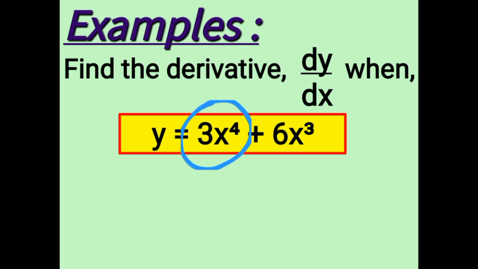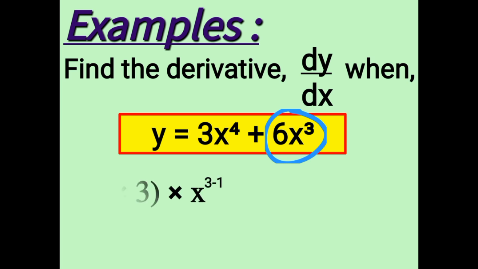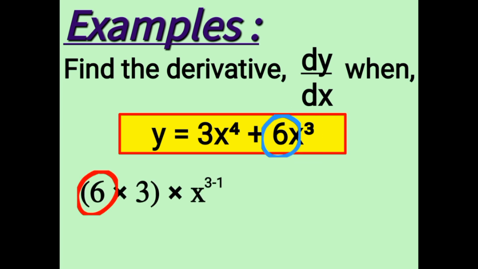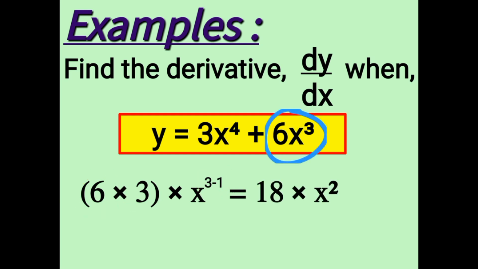So, starting with 3x to the power 4, to differentiate 3x to the power 4, we multiply the constant 3 by the power 4 and then subtract 1 from that power. Then, 3 times 4 times x to the power 4 minus 1 equals 12 times x to the power 3 equals 12x to the power 3. Now, differentiating 6x to the power 3 gives us 6 times 3 times x to the power 3 minus 1, as we multiplied the constant 6 by the power 3 and then subtracted 1 from that power. Then it's 18 times x to the power 2 equals 18x to the power 2.